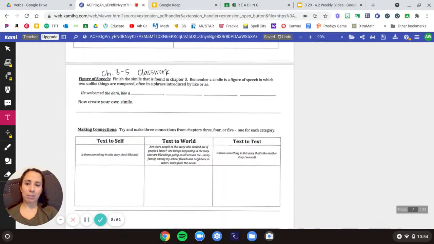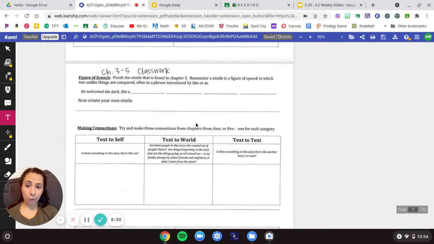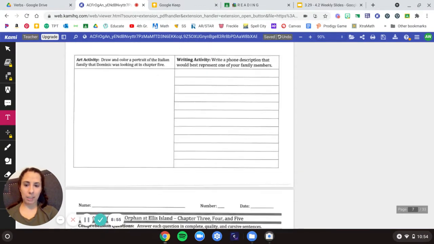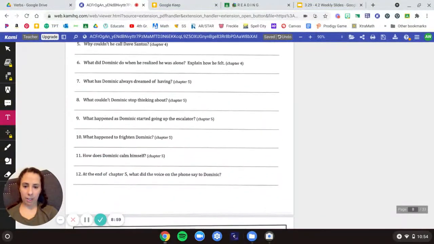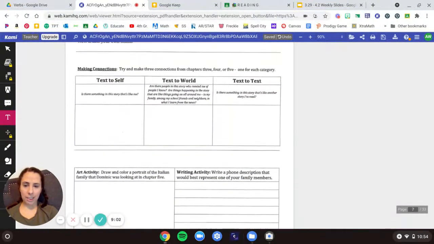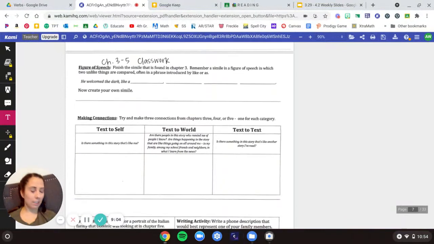Now today we're going to read chapters 3, 4, and 5. And we're going to fill out this page together. And then you'll have your homework for 3, 4, and 5. All right, so let's find chapter 3 in our book and go ahead and get started. Chapter 3.